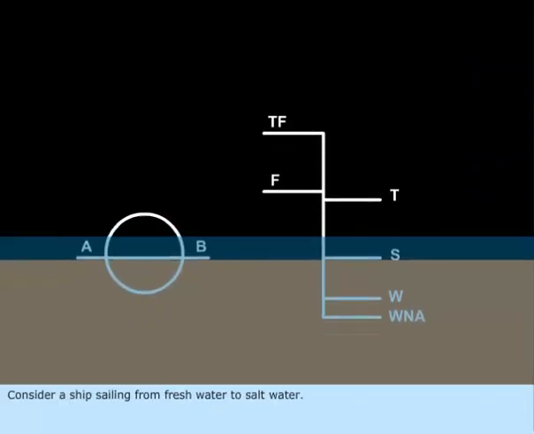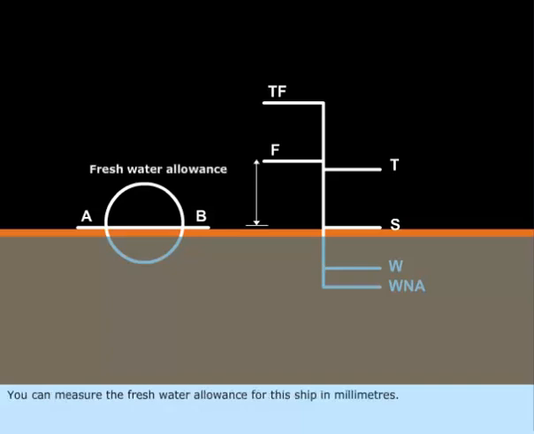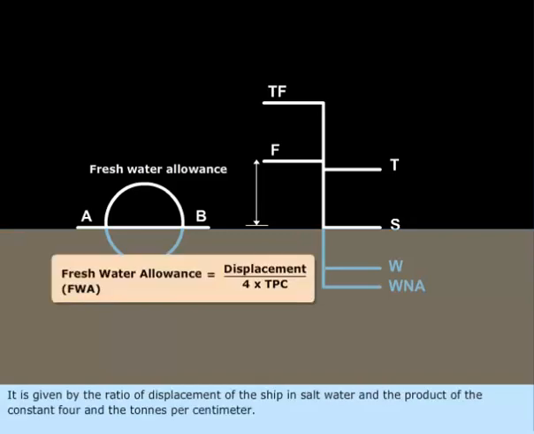Consider a ship sailing from freshwater to saltwater. You can measure the freshwater allowance for this ship in millimeters. It is given by the ratio of the displacement of the ship in salt water and the product of the constant 4 and the tons per centimeter.